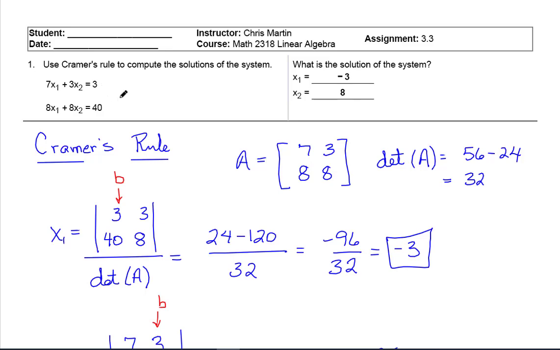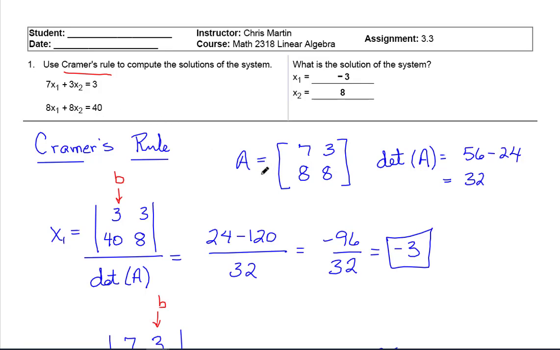Welcome to Math 2318. This is section 3.3 and it's our last section on determinants. The very first thing we're looking at is they want us to use something called Cramer's rule to compute the solutions to this two equation and two unknown system.